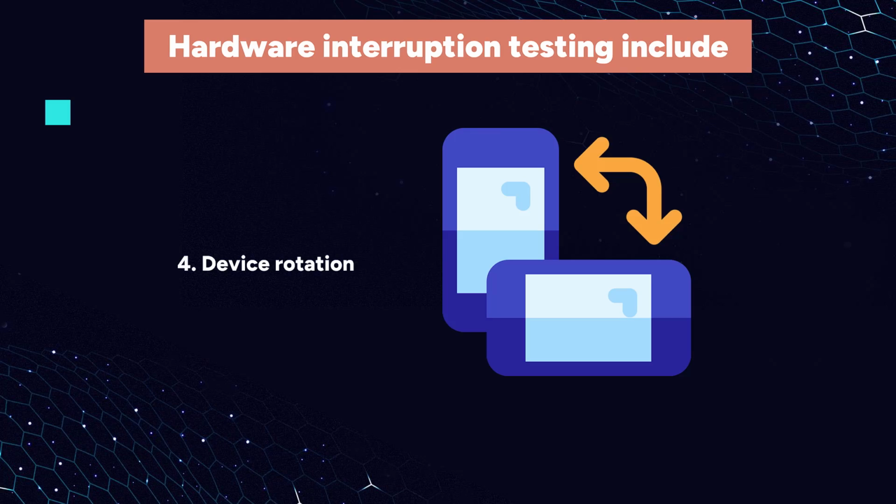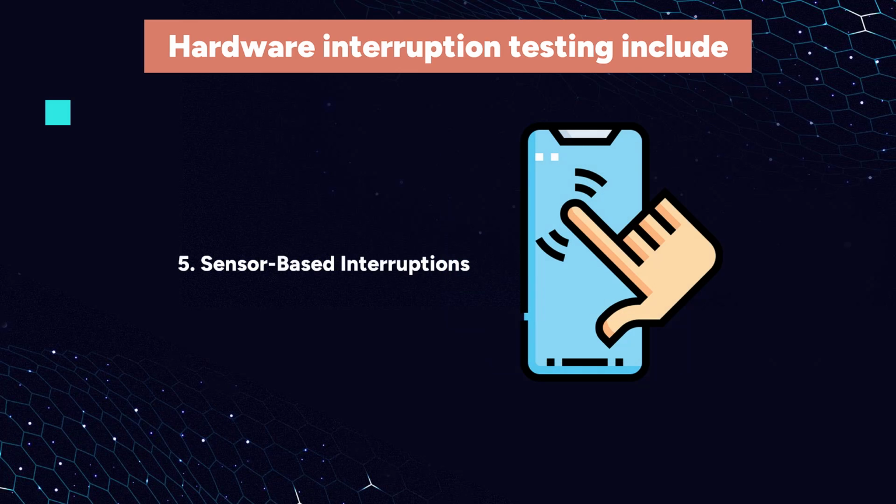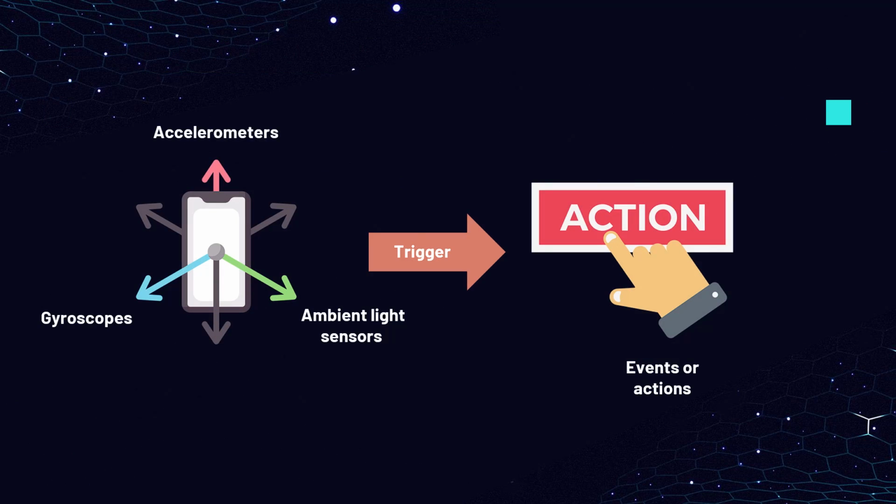The next scenario of hardware interruptions testing is sensor-based interruptions. Sensor-based interruptions in mobile devices refer to situations where the device's sensors, such as accelerometers, gyroscopes, or ambient light sensors, trigger events or actions that may affect the operation of the device or the applications running on it.